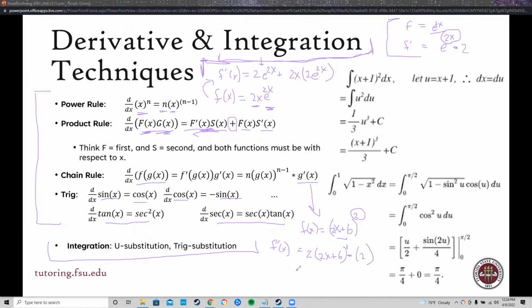So now I have 4 times 4x plus 6. That's like the most typical version of chain rule, using just an inside function raised to an exponent. If I'm doing something more complicated, like f of x is equal to cosine squared of x. Yeah, let's do that.